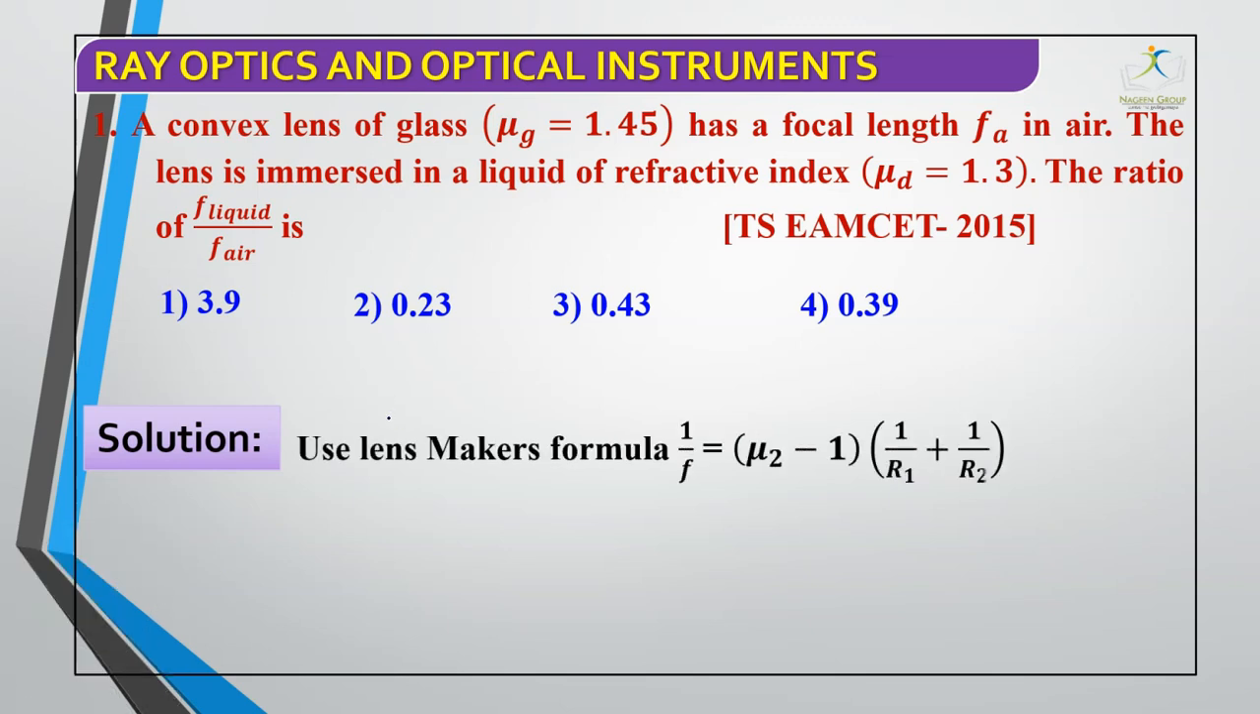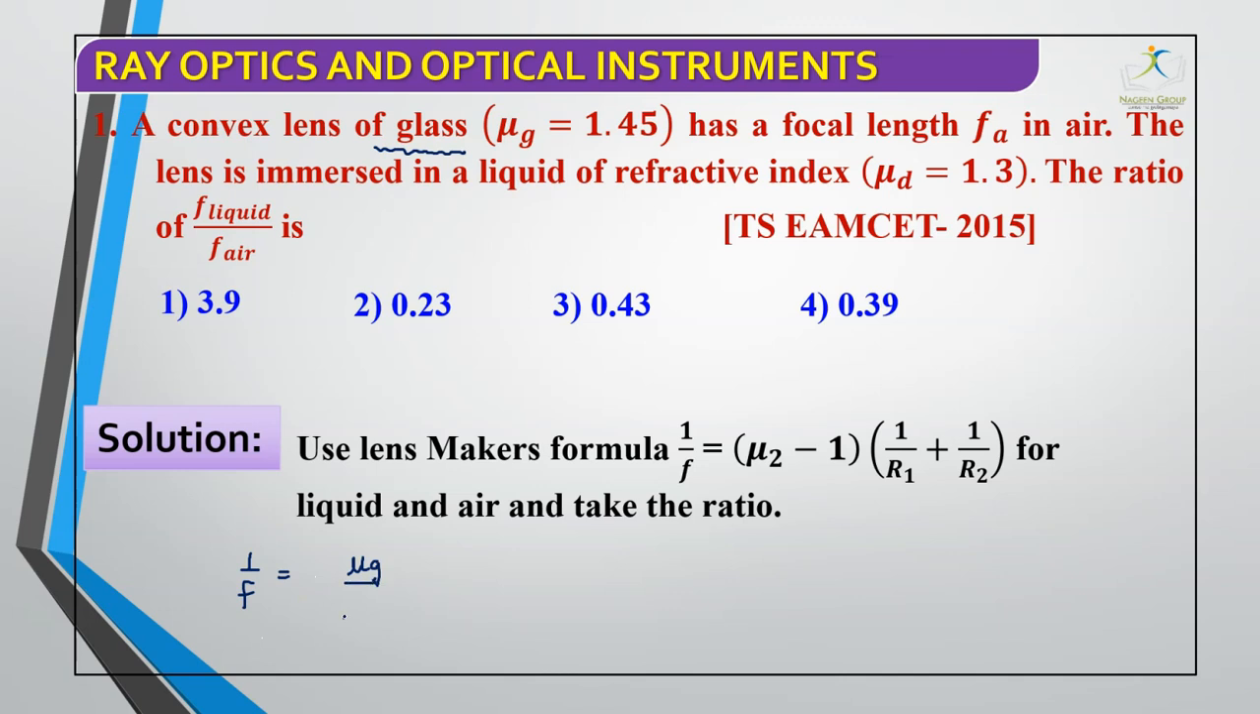So here we are using the lens maker formula, which is 1 by f equals (μ2 minus 1) times (1 by R1 plus 1 by R2). For more elaboration, I want to do the solution here. So the value of 1 by f is: first, light rays move from glass to air. So (μg by μa minus 1) times (1 by R1 plus 1 by R2). This is a glass to air contact.